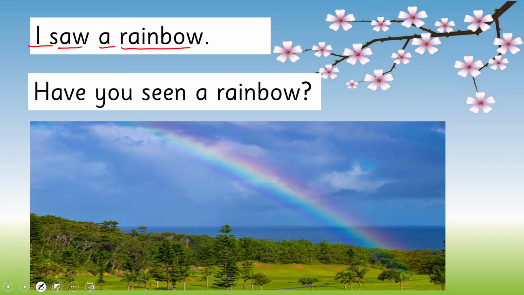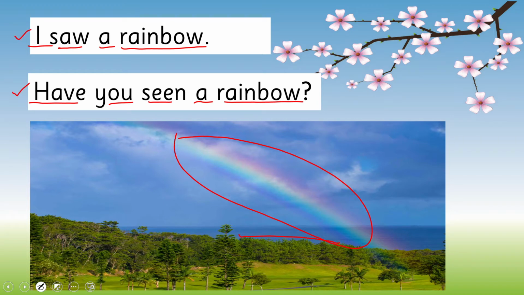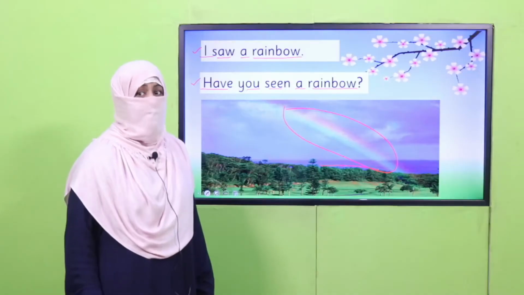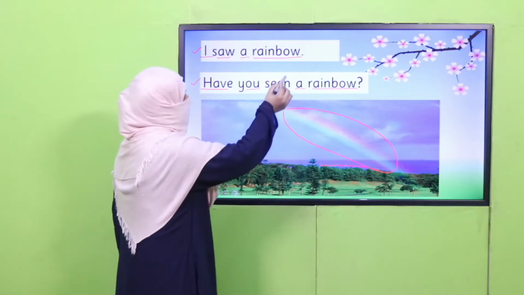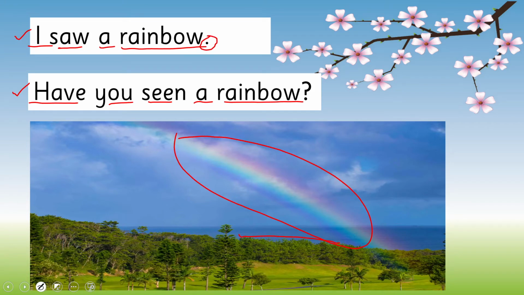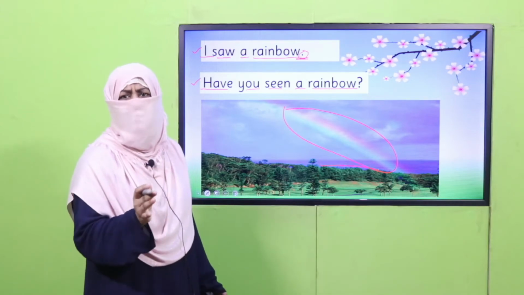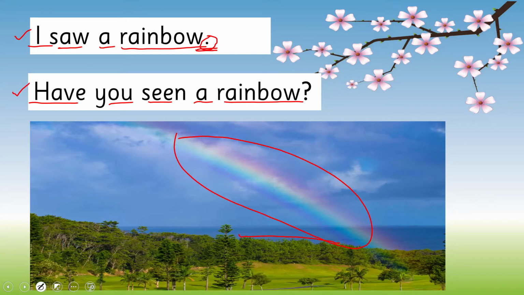I saw a rainbow. Have you seen a rainbow? Here, this is a rainbow. I saw this. And have you seen? Do you notice there is a difference in both sentences from the punctuation point of view? This sentence ends with a full stop, right? It means this is the end of this sentence. We don't want to say anything further. But this statement ends with a question mark.